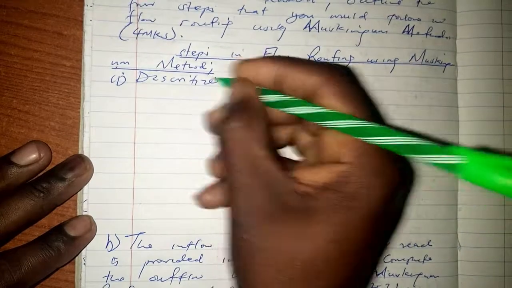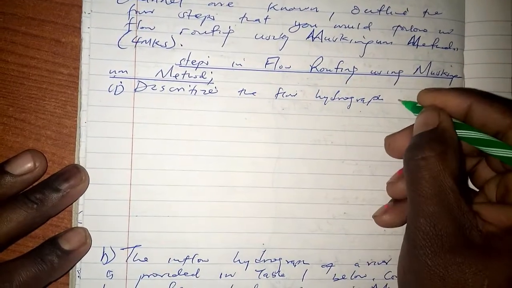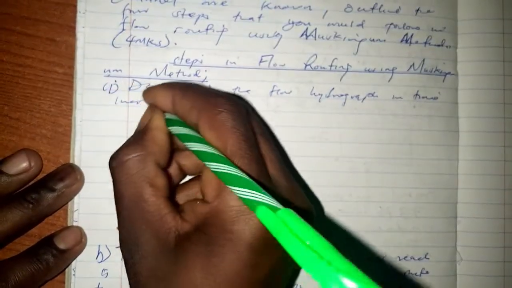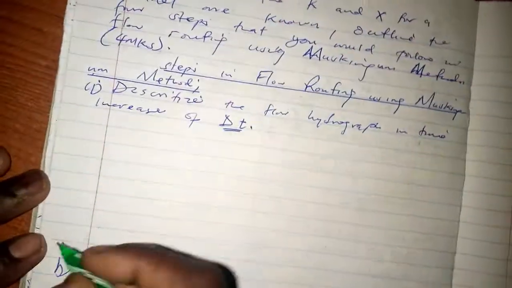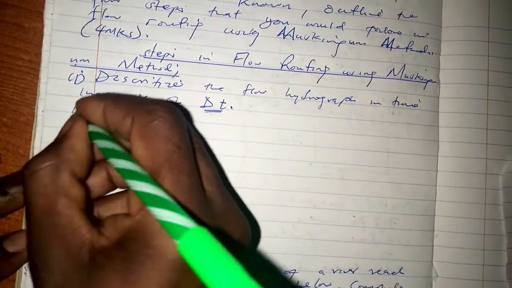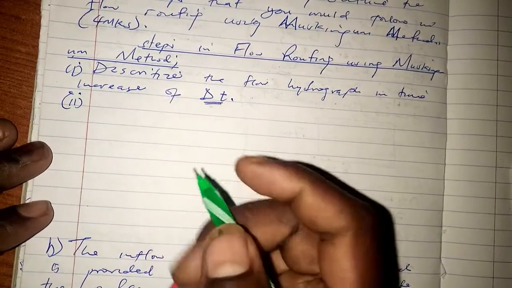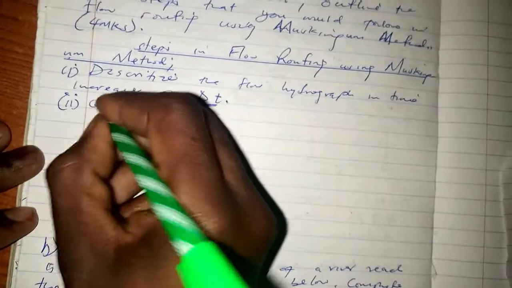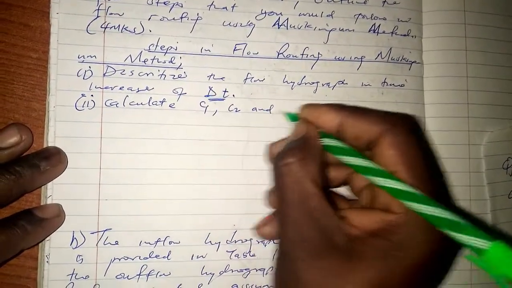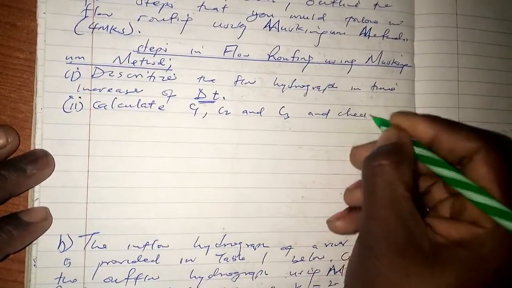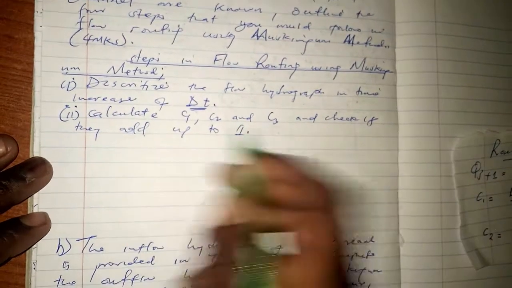discretize the flow hydrograph in time increase of change in T. This change in T. And then we have the second point in the procedure, which is we'll have to calculate the coefficients C1, C2, C3. So calculate C1, C2, and C3 and check if they add up to 1. So this is the routing coefficient.